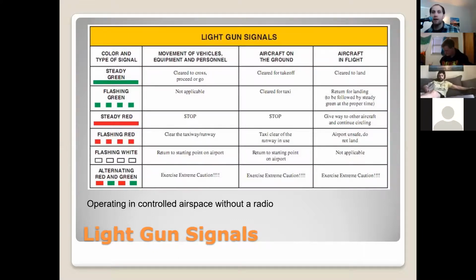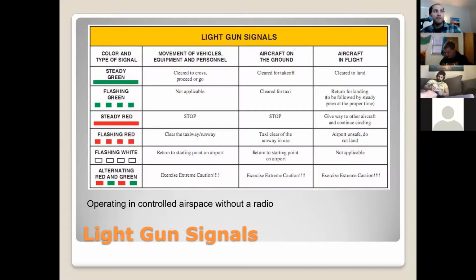And depending on what color light gun signal they shoot at you, whether it's green, red, or white, whether it's steady or flashing, is the different types of clearances that they could be giving you. So if everybody's seeing it, over here on the slides, we have a steady green light gun signal. There are 3 different situations that could exist for us as pilots.